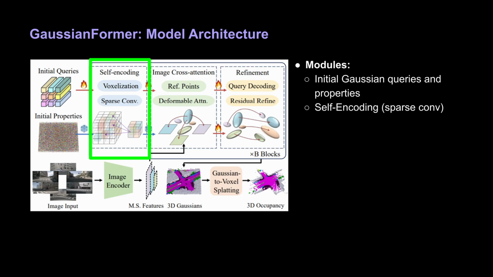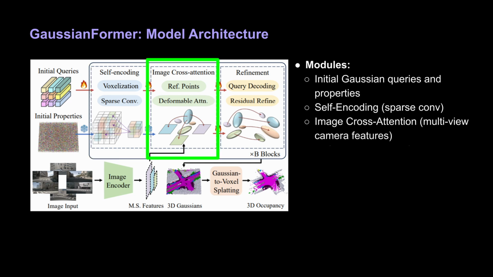Second, the self-encoding module. This module applies 3D sparse convolutions on the Gaussians interpreted as points in 3D space, instead of expensive global operations. These sparse convolutions efficiently propagate information only where Gaussians are present, exploiting the inherent sparsity of driving scenes. Next, the image cross-attention module.